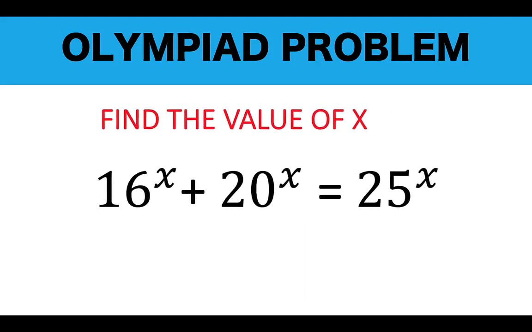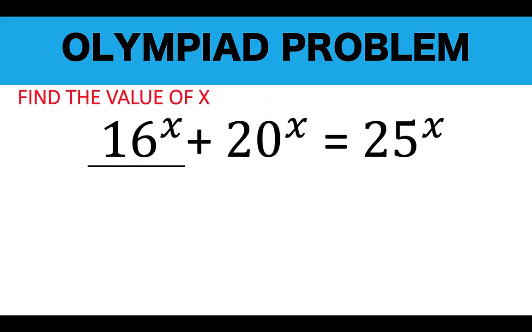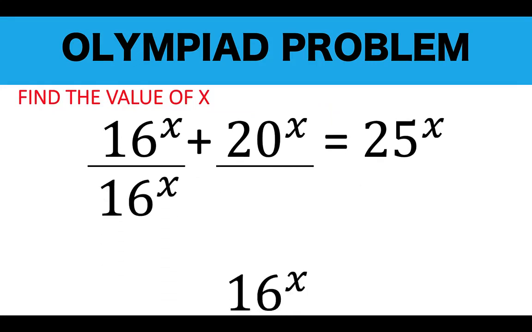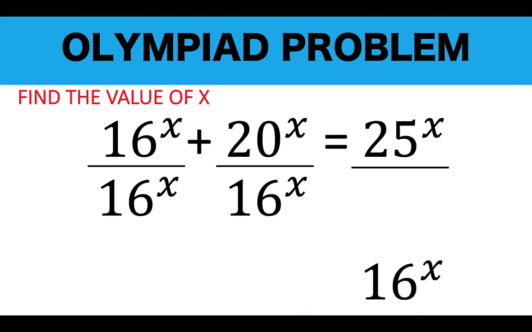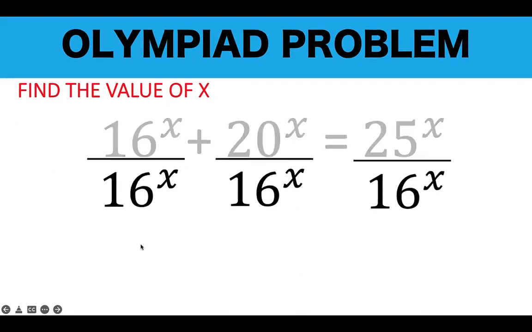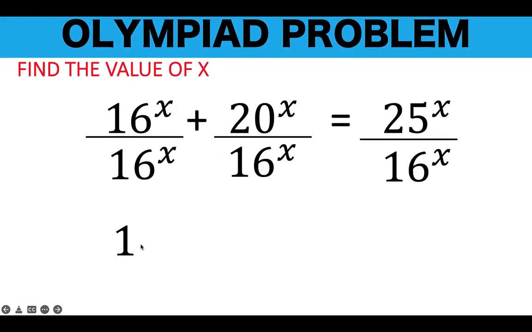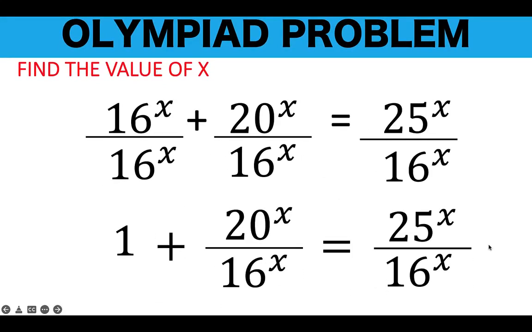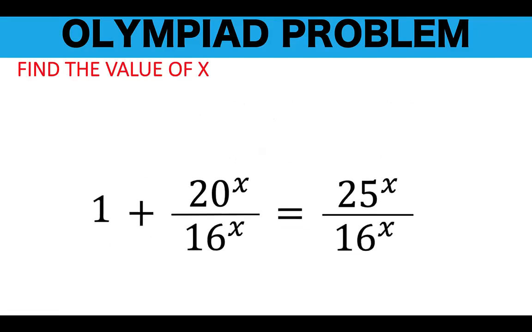Now let's solve this problem together. The first thing that we're going to do is we'll divide the first term by itself, and we'll divide the rest of the terms by the same value, 16 raised to x. Now any number divided by itself is 1, and so the first term is 1, and we just copy all the rest. Then let's simplify this further.